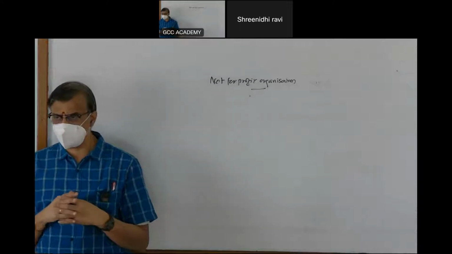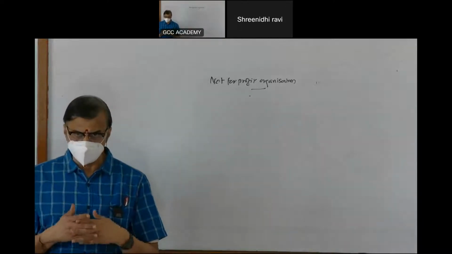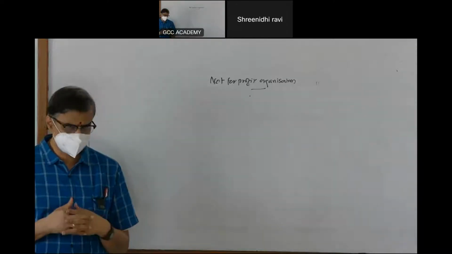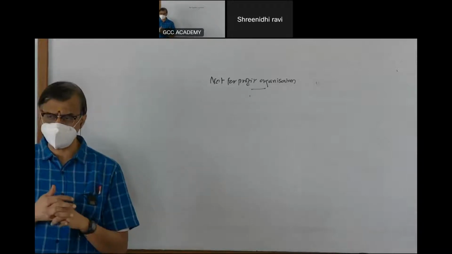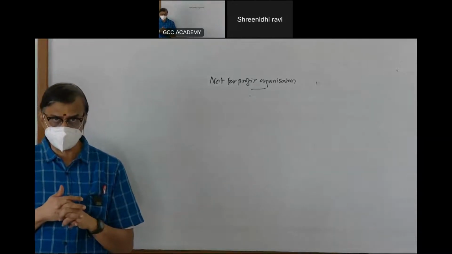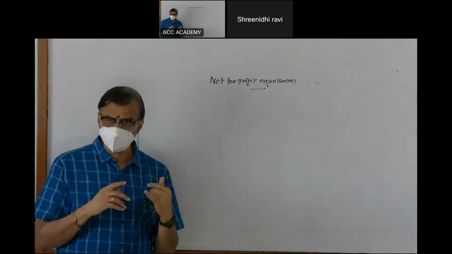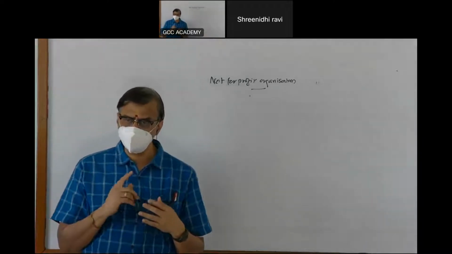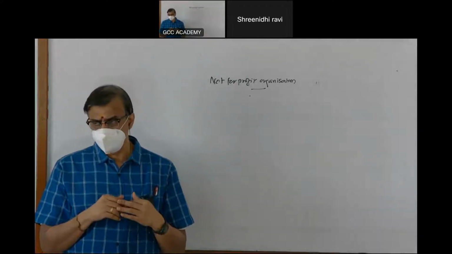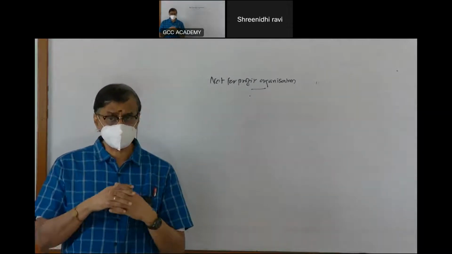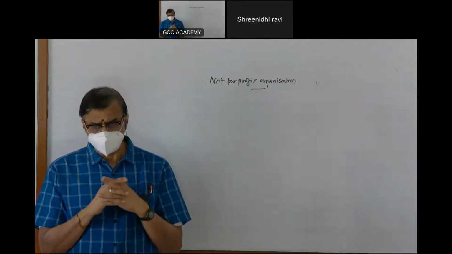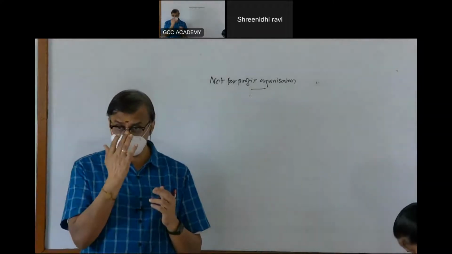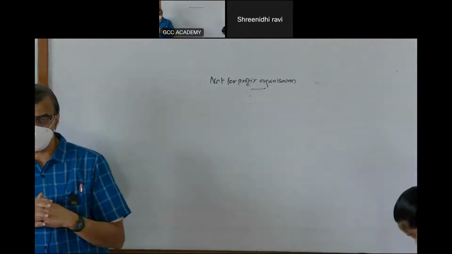So, the final accounts typically what we do? Trading, P&L and balance. So, the financial statements of a profit-making entity is generally categorized into three: trading, P&L account, and balance sheet. But in respect of a not-for-profit organization, we are going to prepare financial statements which are slightly different from what we do for profit-making organizations.